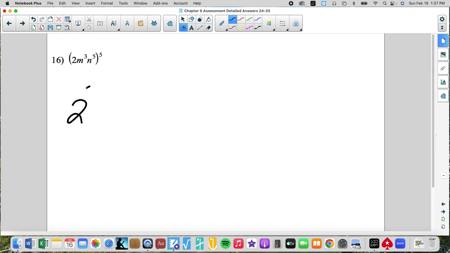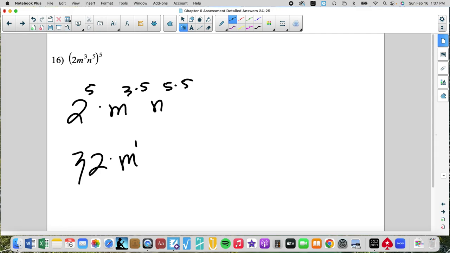Again, 2 to the 5th, m to the 3 times 5, n to the 5 times 5. 2 to the 5th, there are powers that we should know to the 5th at this point. That equals 32. M to the 3 times 5 is m to the 15th. N to the 5 times 5 is n to the 25.